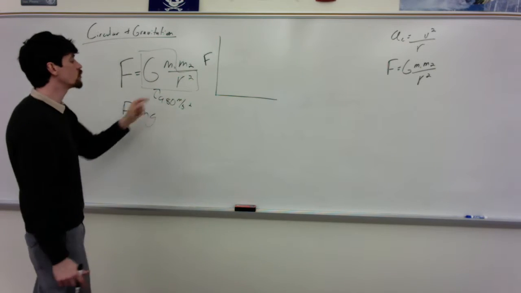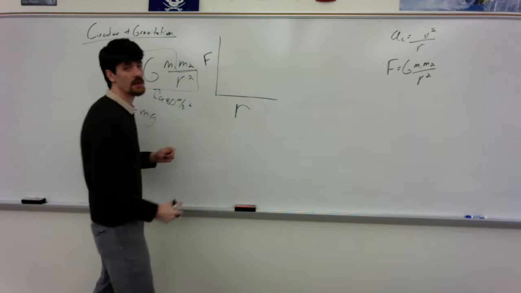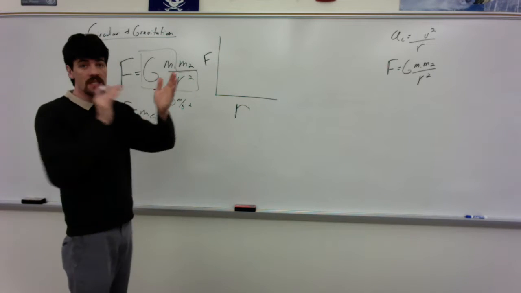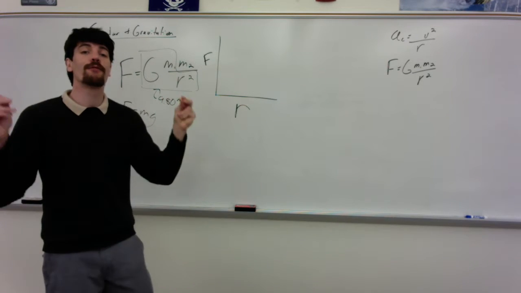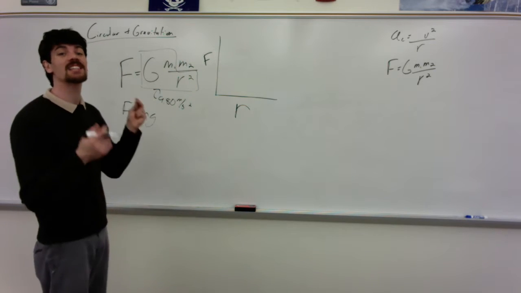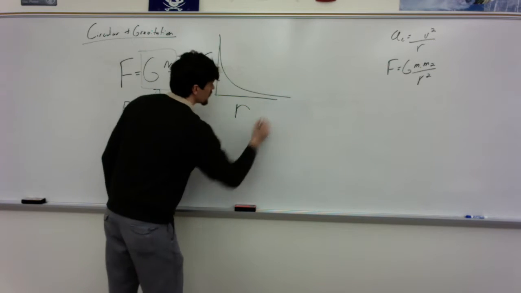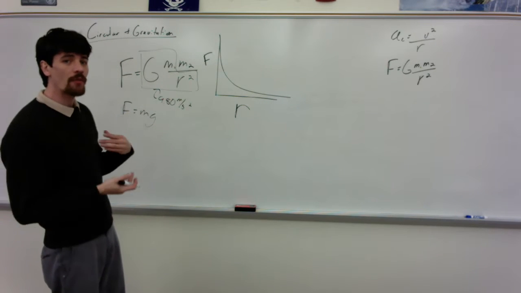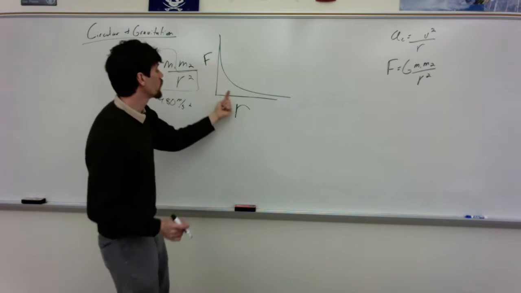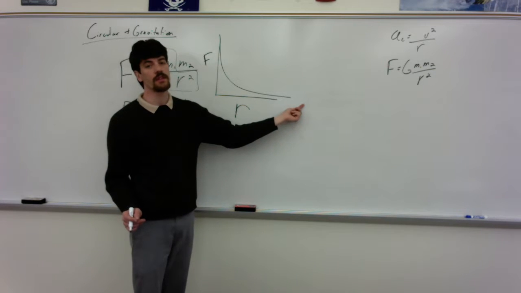The weird thing happens with the radius. Now, if we take a look at force versus radius, the distance between them, as we increase the distance between them, the force between them decreases. It doesn't decrease proportionally, it decreases with the square of the distance. So what would this graph look like? Something like that. Now, this is weird to think about. It means that we have very large forces when things get very close to each other, and very small forces when things get very far.